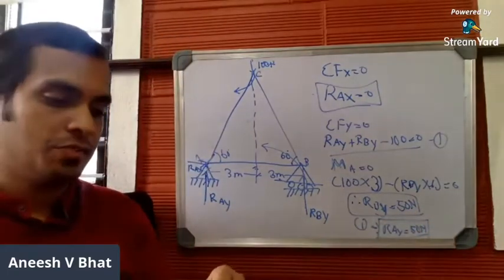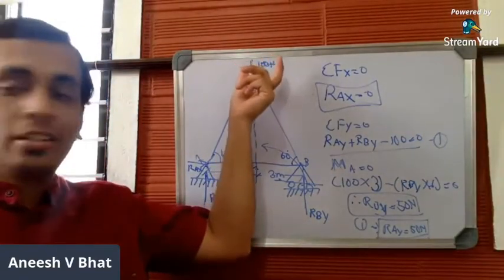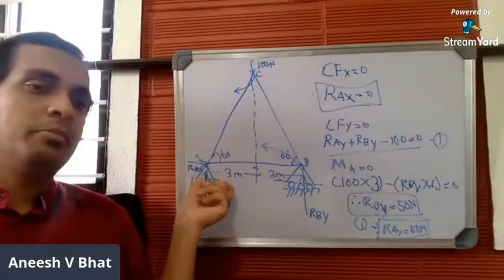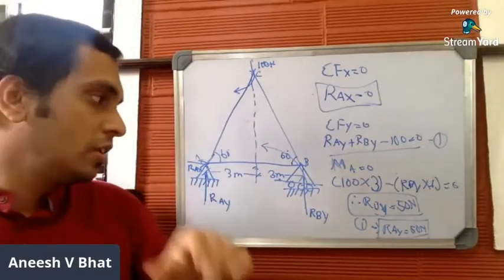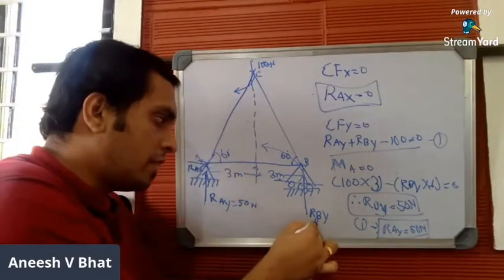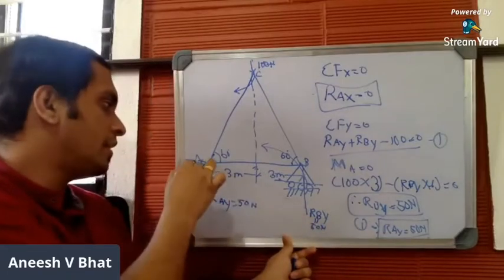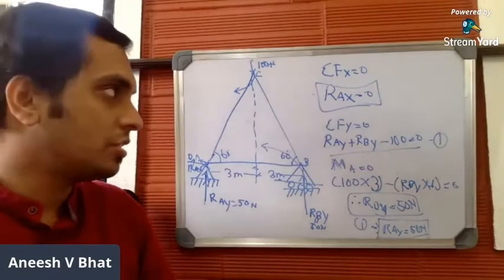15 newtons as well. So it's a symmetrical truss. Truss is symmetrical. So 100 Newton is evenly distributed between these two supports as 50 newtons and 50 newtons. So RAY is 50 newtons, RBY is 50 newtons, and RAX is 0. So we got the support reactions. This is all about step number 1.